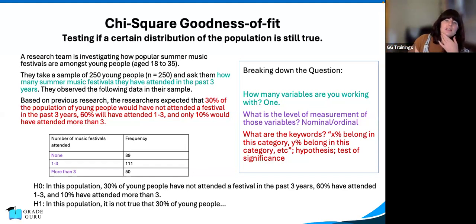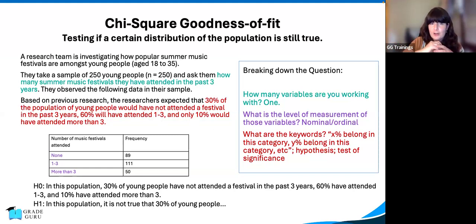The question's super easy to see, like what it is, because this is what it looks like. Look at the third paragraph. Based on previous research, the researchers expected that 30% of the population of young people would have not attended a festival in the past 3 years, 60% will have attended 1 to 3, and only 10% would have attended more than 3. Okay, so whenever a population is divided into categories like that in percentages, it's a goodness of fit.